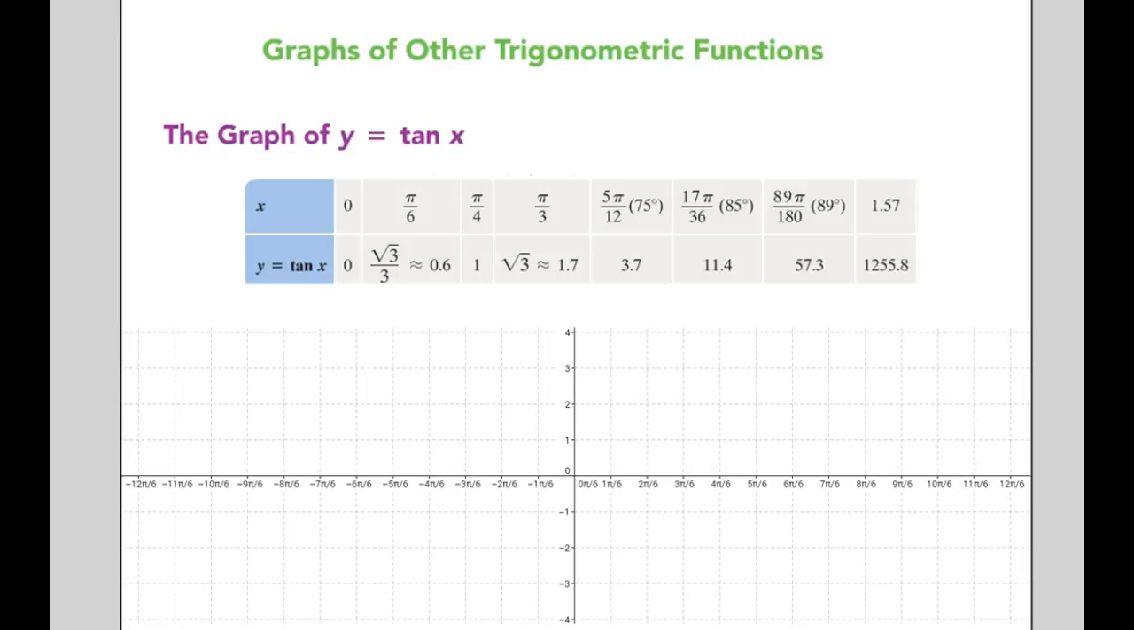Alright, let's look at the graph of the other 4 trig functions. So we've seen sine and cosine, and we're going to look at the other 4. So we're going to start off with the tangent. Remember, tangent is the sine divided by the cosine, and we're going to plot the known points that we have down here. So when x is 0, then y is 0. Sine of 0 is 0 divided by cosine of 0 is 1. 0 over 1 is 0. So the tangent is equal to 0.